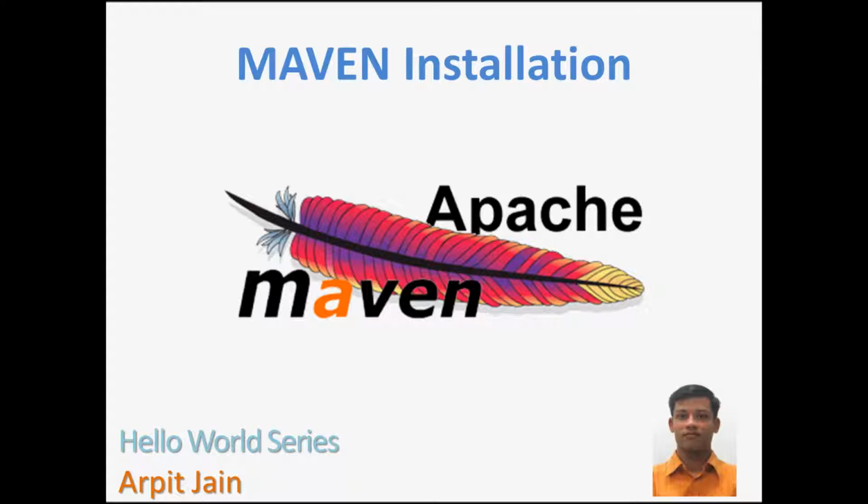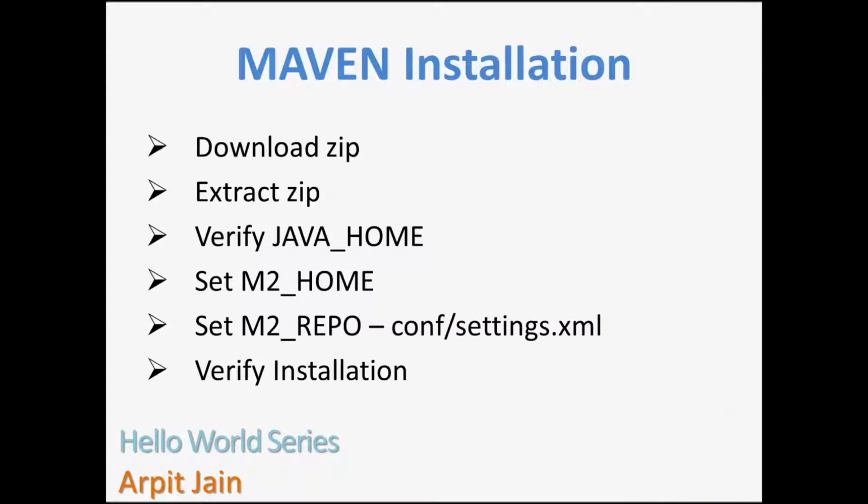In the part of Maven series, today we are going to install Maven. So let's see how to install Maven in your local machine, which is Windows in our example. You have to download Maven zip. It's not installable, it is zip, so you can simply download it and extract it.